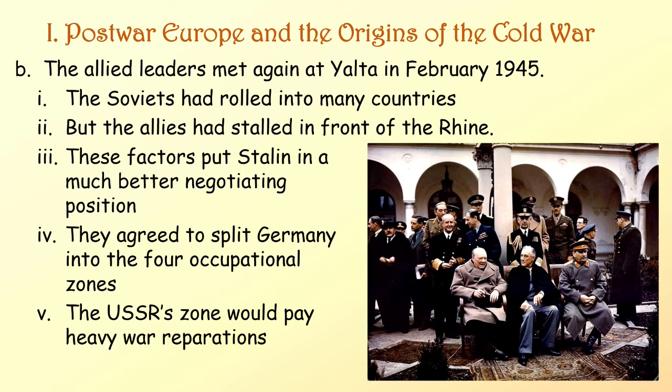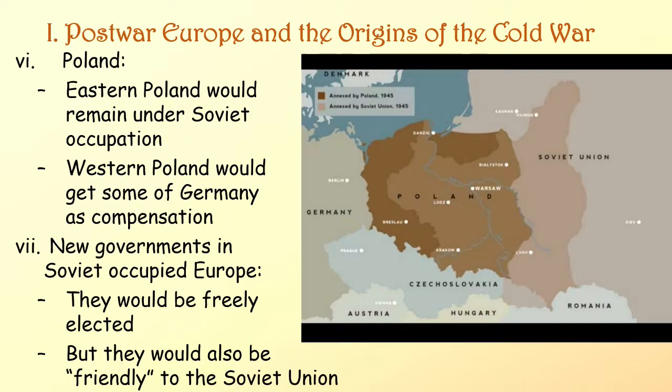The Allied leaders met again at Yalta in February 1945. The Soviets had rolled into many countries by that time, but the Allies had stalled in front of the Rhine River. These factors put Stalin in a much better negotiating position. They agreed to split Germany into 4 occupational zones, and the USSR's zone would pay heavy war reparations.